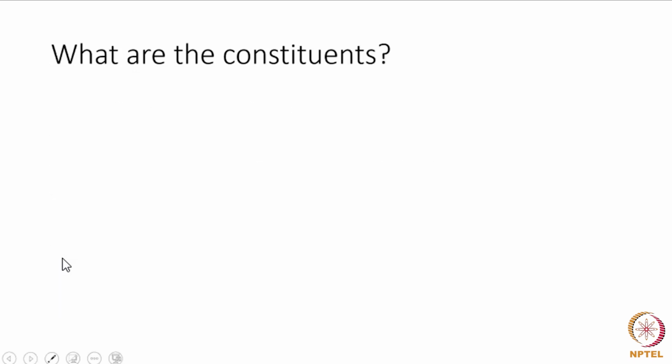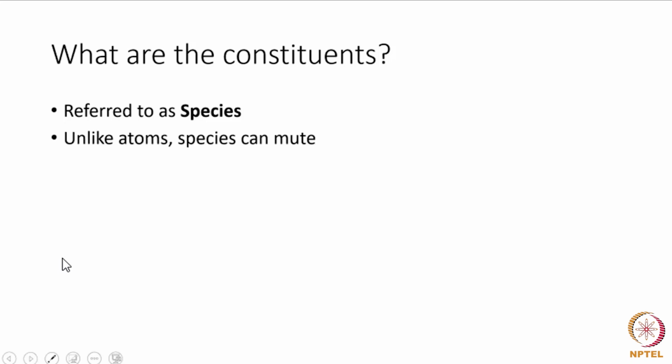So what are these constituents we are talking about? In mass transfer, we don't use the word atom every time, or even molecule. We refer to the constituents as species. Unlike atoms, species can mutate.